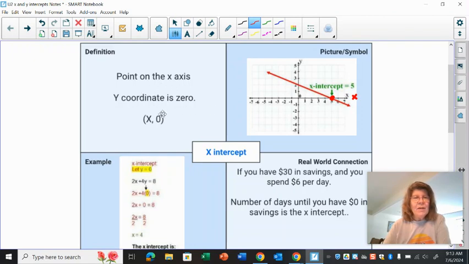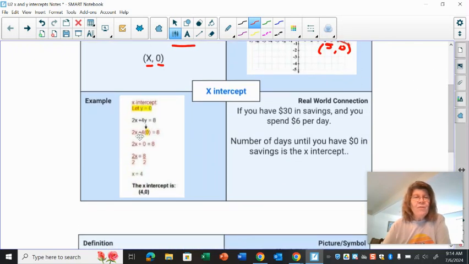All right, and so if you look at the coordinates, you have an x-coordinate right here, and then the y-coordinate would be 0. Okay, so if you look at this point right here, to get to this point, you go over 5 and then up 0. So the y-coordinate is 0.